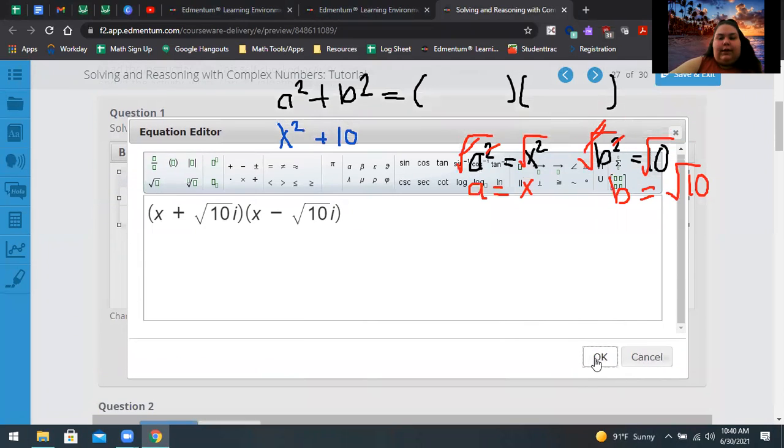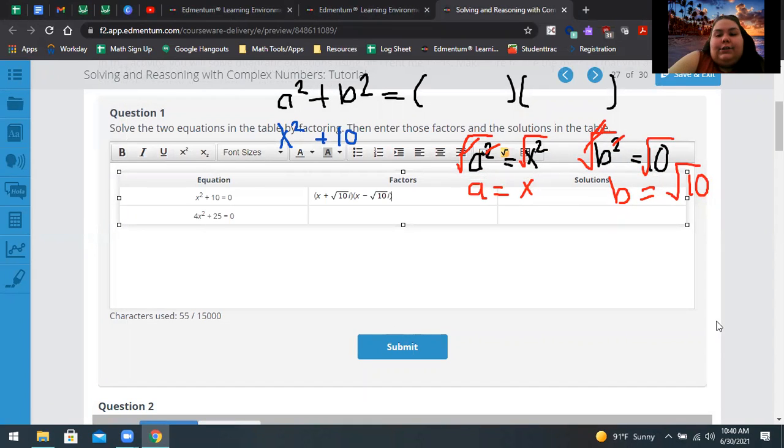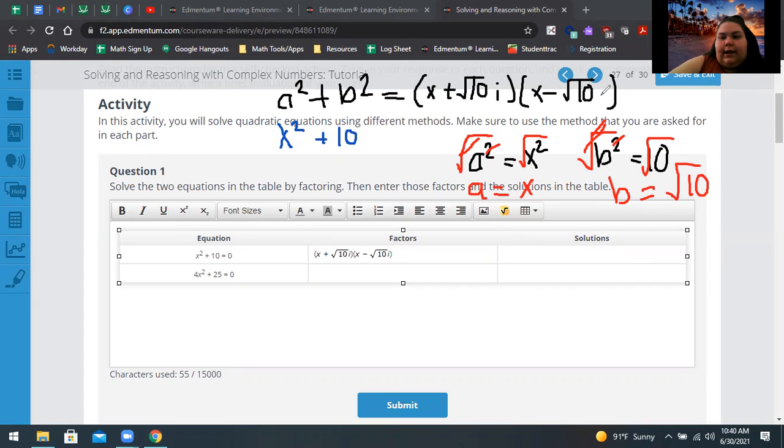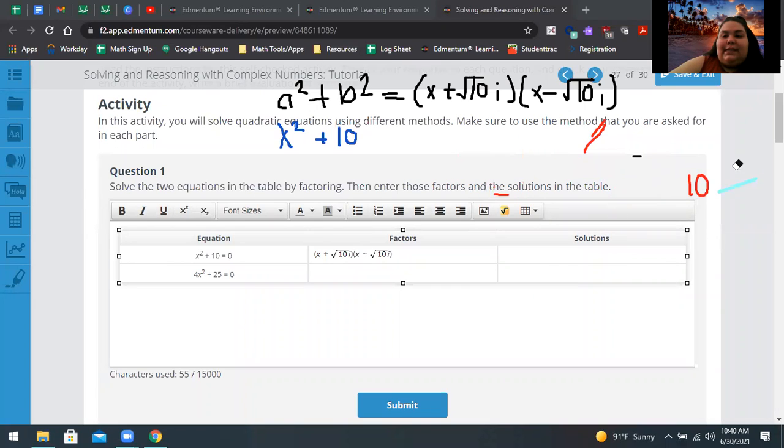For this right here, now that we found our factors, they want us to find the solution. So I'm going to write out the work in order to find my solution. Now that I know I have the factors here, which I'm going to write up here, this is x plus the square root of 10i, x minus the square root of 10i. Again, all these steps you're following along, you're going to do the same exact thing for the next part, which is the 4x squared plus 25.